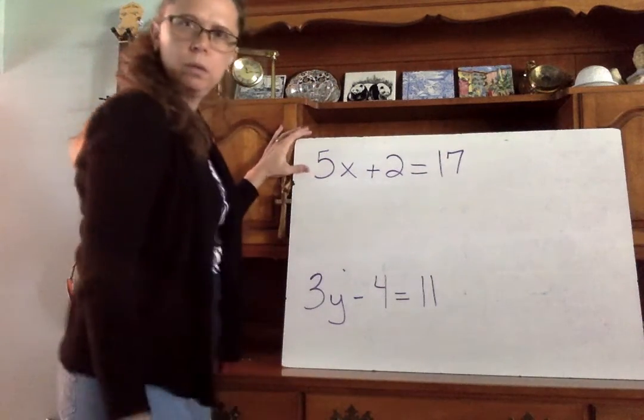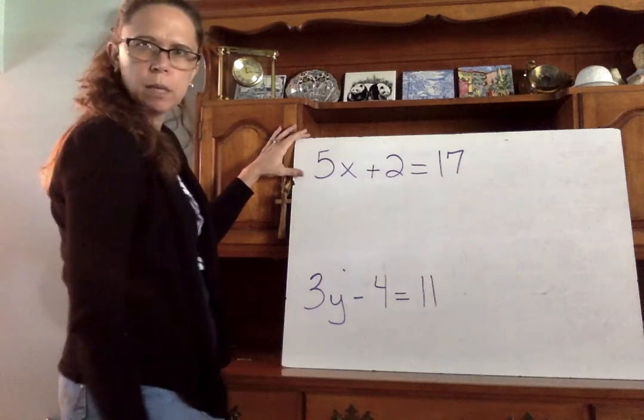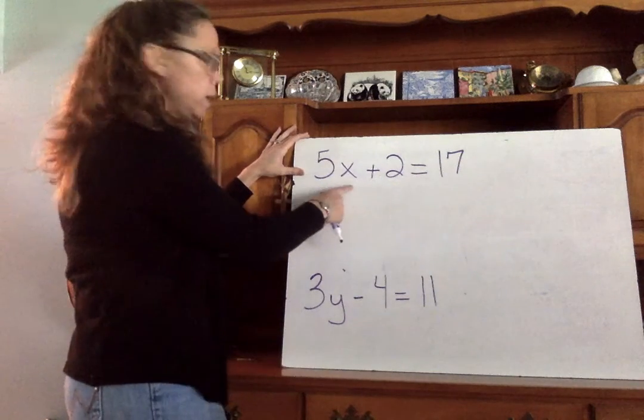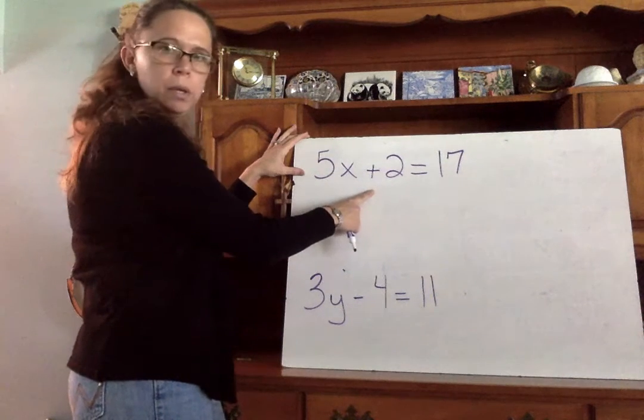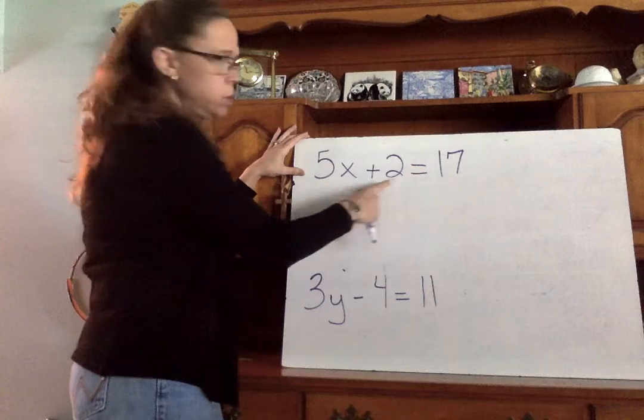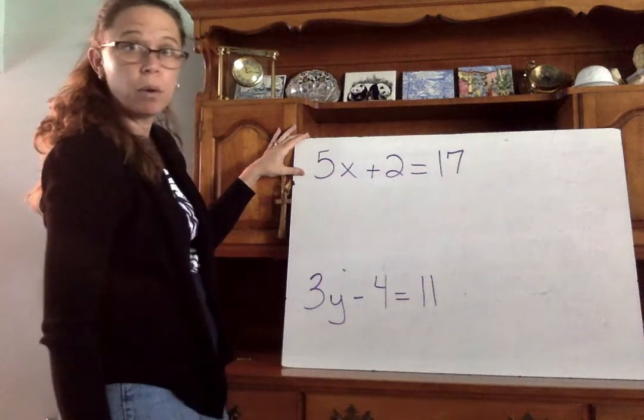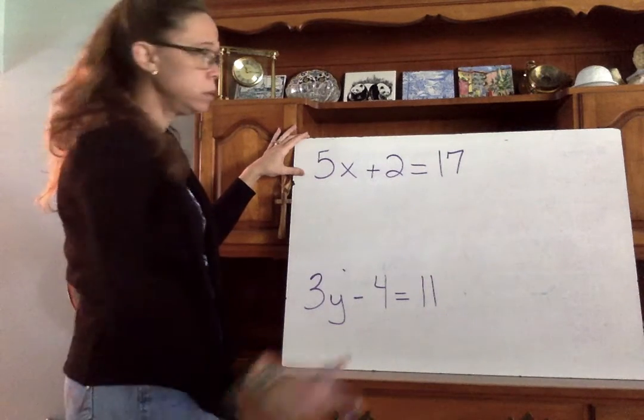5x plus 2 is equal to 17. Let's think about what this means. 5 times some number, okay, I get that answer, and then I add 2 to it, and after I add 2, I get 17. So what if I didn't add the 2? What would 5x be equal to?